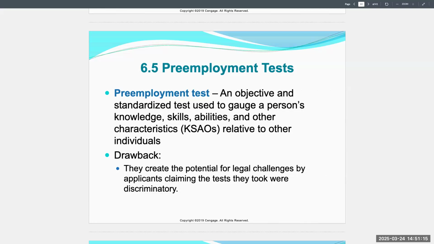These tests do have their drawbacks. Legal risks are real, especially if the test disproportionately excludes candidates from protected groups. So employers must demonstrate that their tests are valid for the role, meaning they actually predict job performance. If a test doesn't align with the job tasks, it may be challenged as discriminatory under Title VII of the Civil Rights Act.